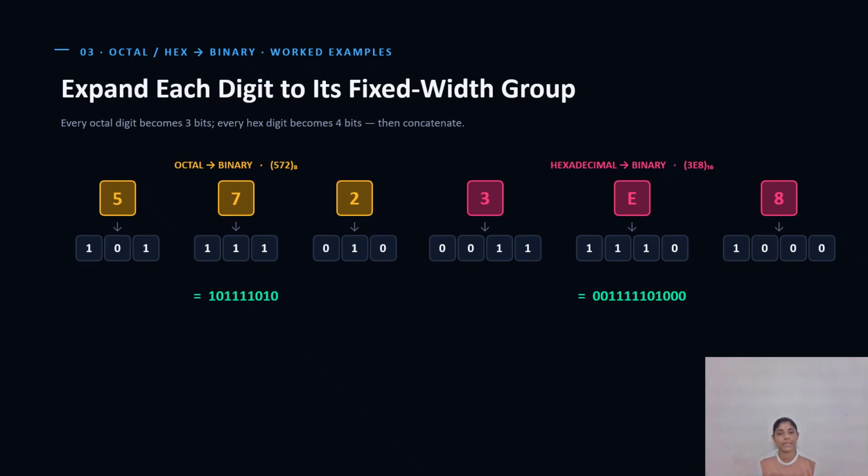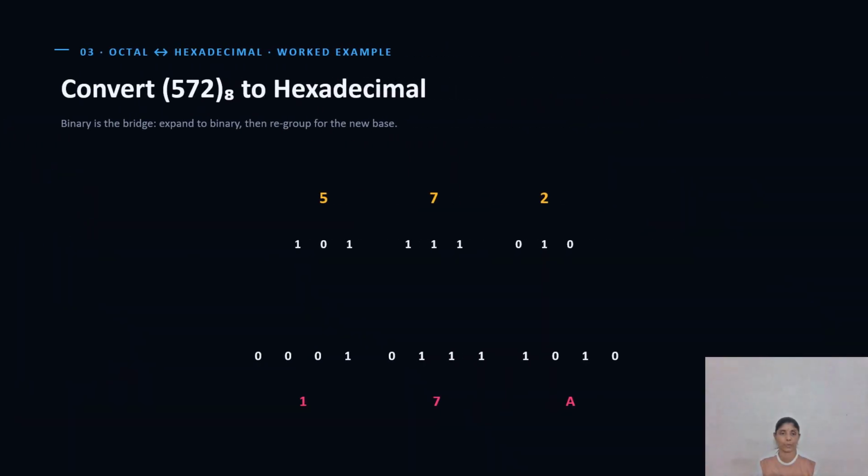So one thing you should remember is fixed width. Next, octal to hexadecimal, right? What is the octal number they have given? 572 base 8. You have to convert it into hexadecimal. Here, you have to follow the steps. In step 1, you have to convert the given octal number to a binary number. In step 2, the binary number should be grouped as a hexadecimal number. So here, binary is a bridge between octal to hexadecimal conversion. We will see one by one.